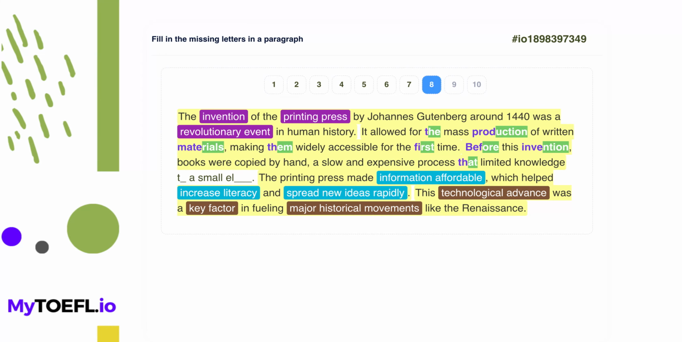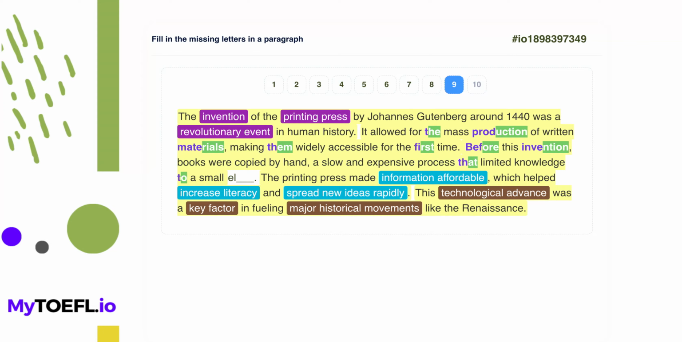Let us solve the ninth blank. Before this invention, books were copied by hand, a slow and expensive process that limited knowledge, blank a small. The question provides the letter T and contains 1 missing space. The verb limited is often followed by a preposition indicating who is receiving the restriction. We are saying knowledge was restricted to a specific group. The correct preposition is to.